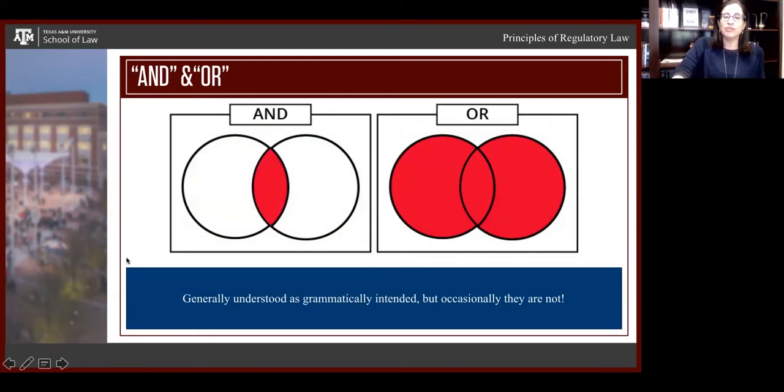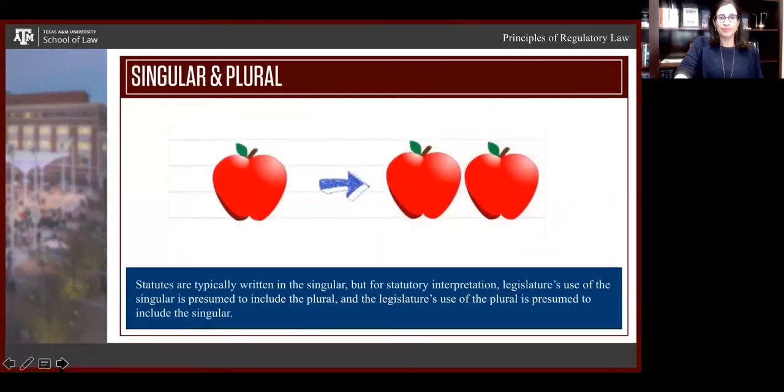Another grammatical issue is the use of "and" versus "or." Now, generally, "and" means both things, and "or" means either thing. But there are occasions when courts have interpreted "and" to mean "or" and "or" to mean "and." Usually, however, we would start by giving them their normal grammatical meaning. With respect to singular and plural, though, the presumption is that when Congress uses the singular, it means the plural and vice versa, that these aren't important distinctions. So we would normally construe one as including the other.